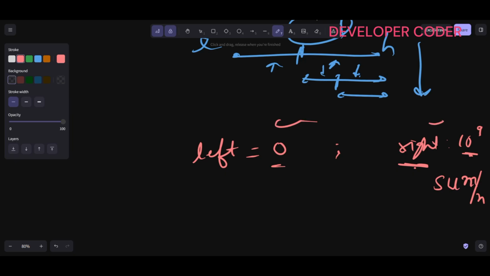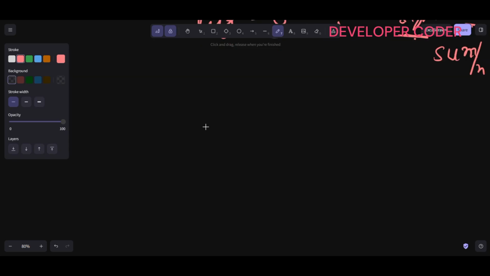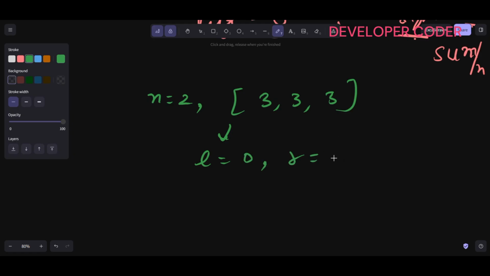once this is done, then after that what you need to do? So how do we write the code for this binary search, right? So let's take one example. Let's take the same example, okay? N is equal to 2 and your batteries is 3, 3, 3, right? So here from this case you can take, let's say, left is equal to 0, right is equal to sum divided by n, that is 4.